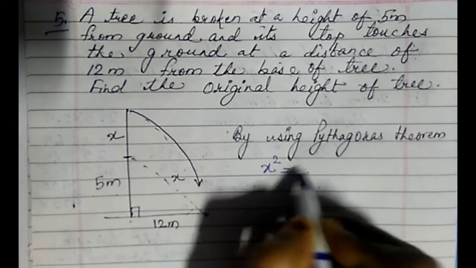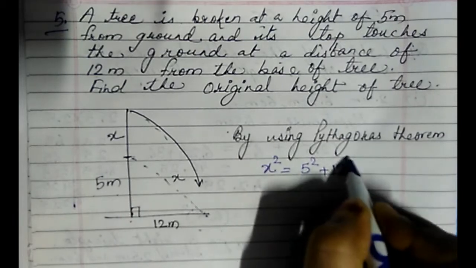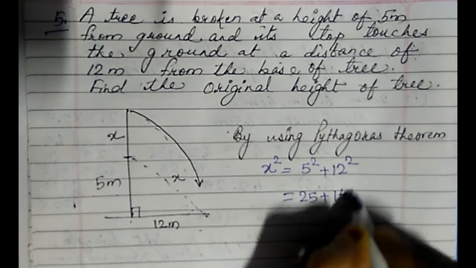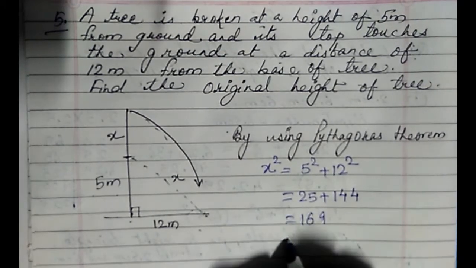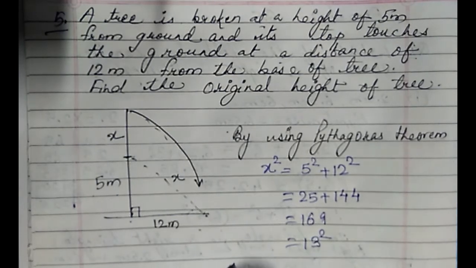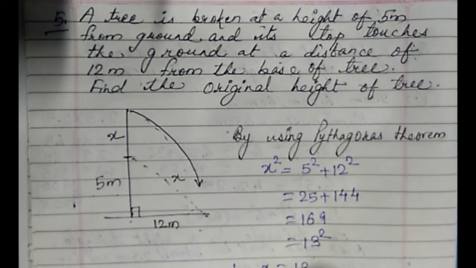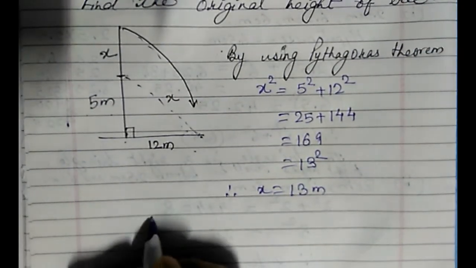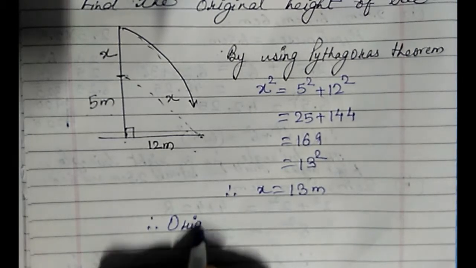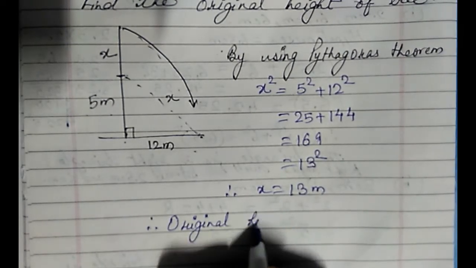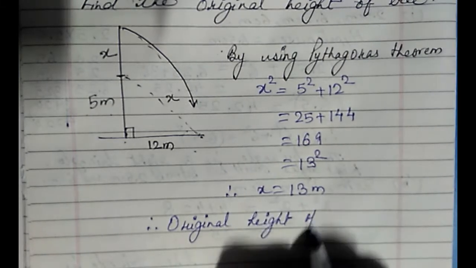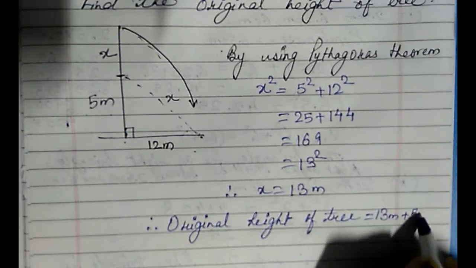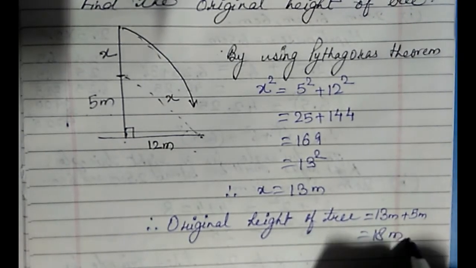X square is equal to 5 square plus 12 square, the sum of the square of the legs. So 25 plus 144, and this is 169, which is the square of 13. Therefore, x is equal to 13 meter. Since this is 13 meter, therefore, the original height of the tree was 13 meter plus 5 meter. So it is 18 meter.